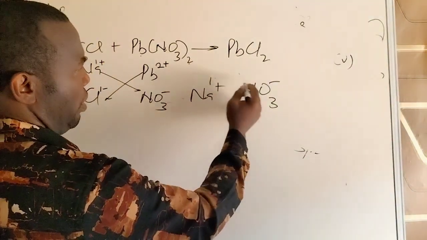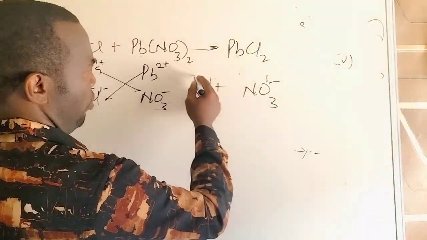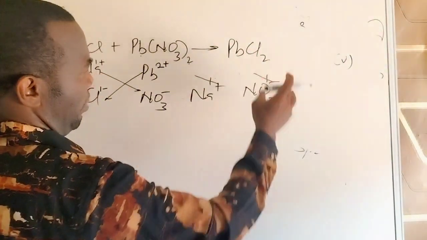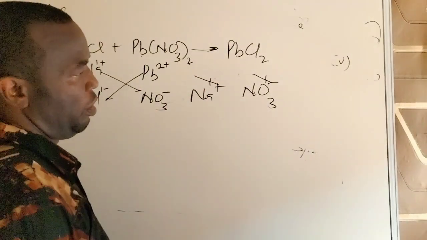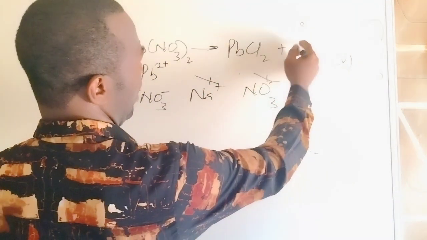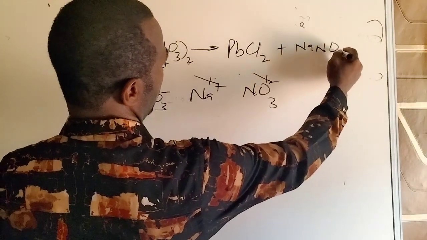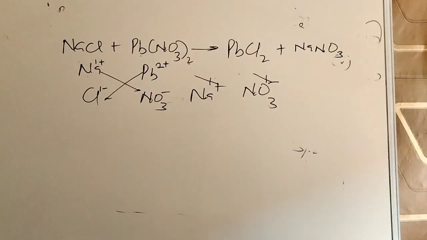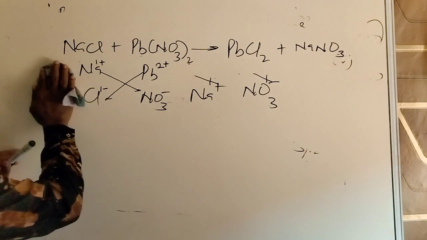Then when we combine Na plus and NO3 minus, the valence is what? 1. Here is also what? 1. Equivalence do what? Cancel out. When they're equal, you can cancel them and join. You don't need to exchange again, so that'll be a waste of time. 1, 1, cancel. You join them and have NaNO3.